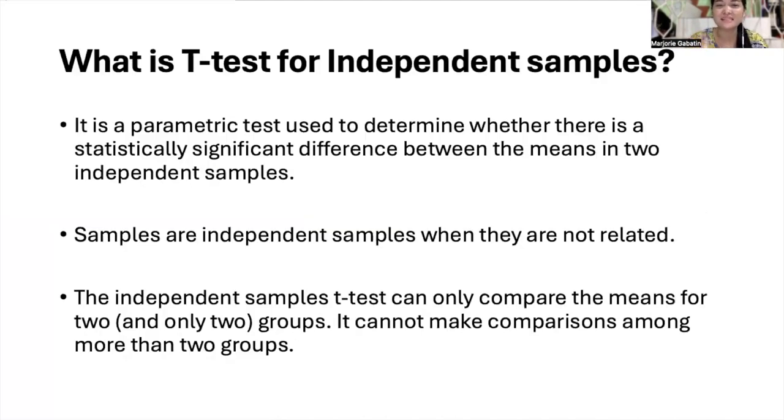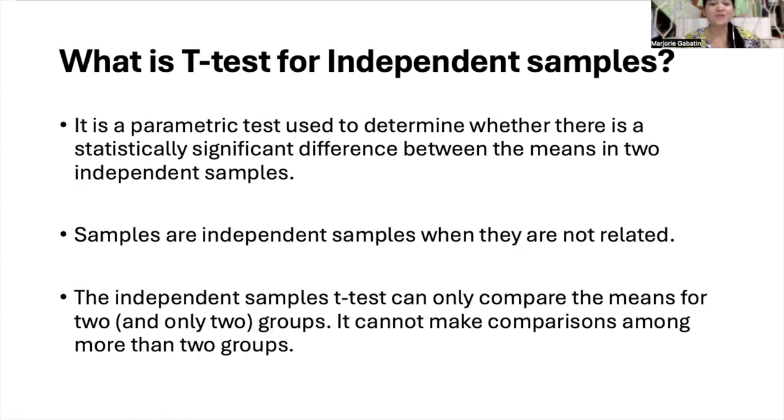First, what is a t-test for independent samples? So, according to the book, t-test for independent samples is a parametric test which is used to determine whether there is a statistically significant difference between the means in two independent samples. So from the word independent, that means these are two different samples. So for you to be able to use the t-test for independent samples, your samples should be independent, meaning to say they are not related.